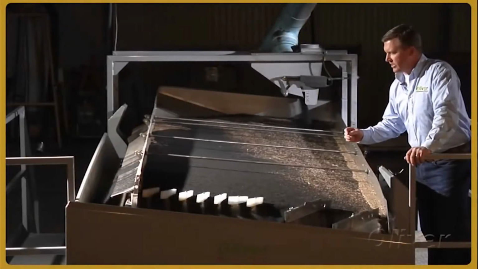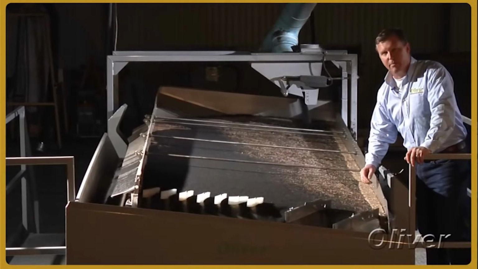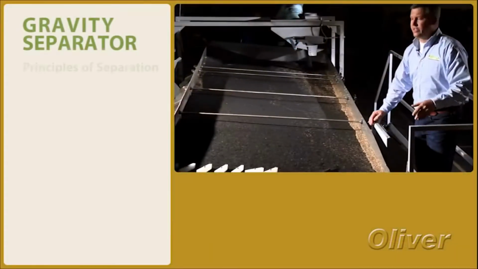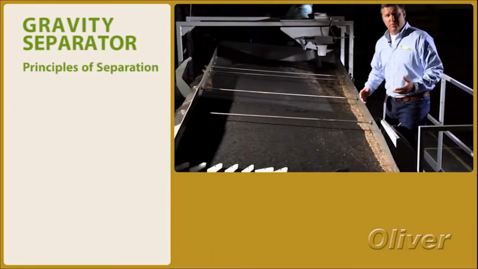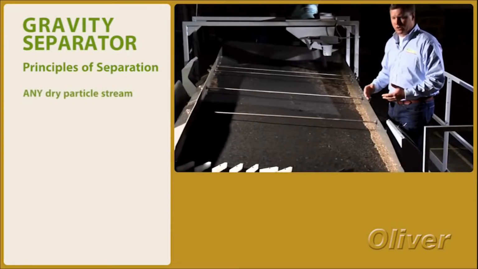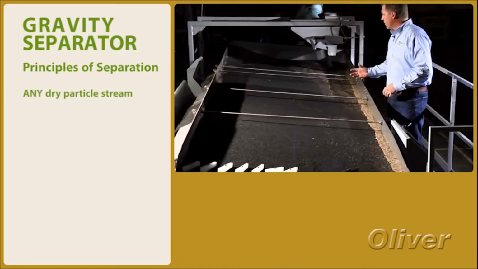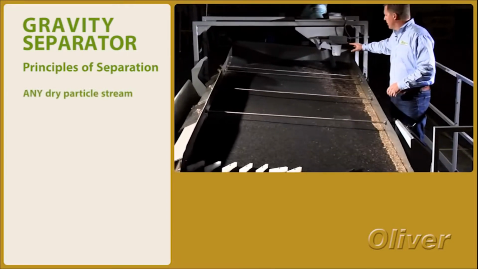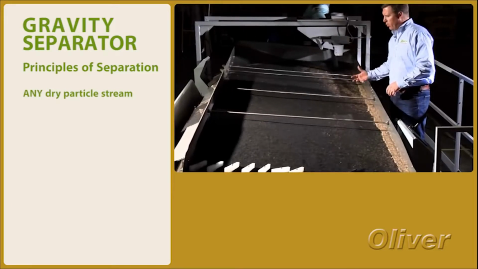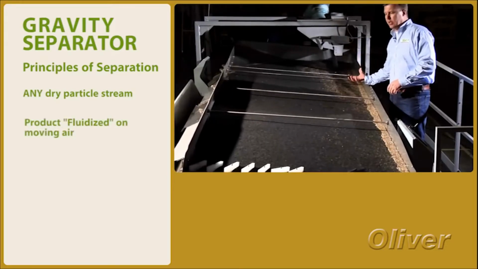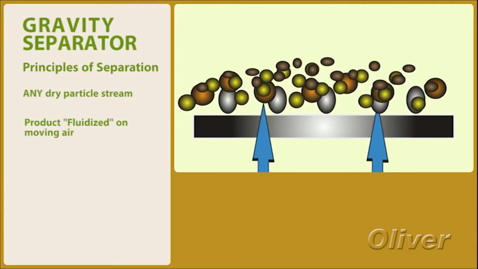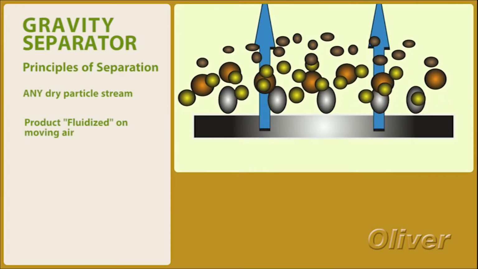Gravity separator is designed to separate by bulk density. The principle of gravity separation is usable on any dry particle stream. Essentially, you're feeding particles to the upper end of the deck. We're fluidizing those particles by blowing air up through them. We've got pressurized air created underneath the machine coming up through the particles.